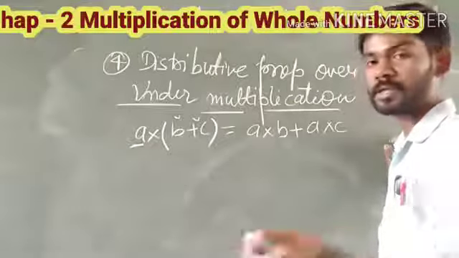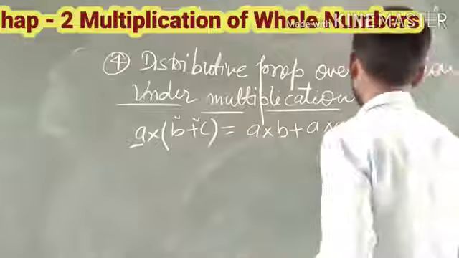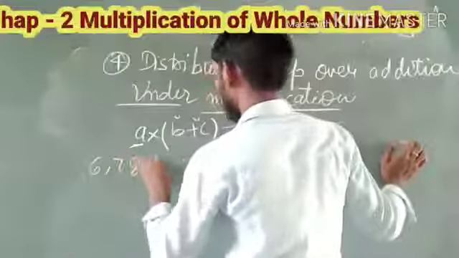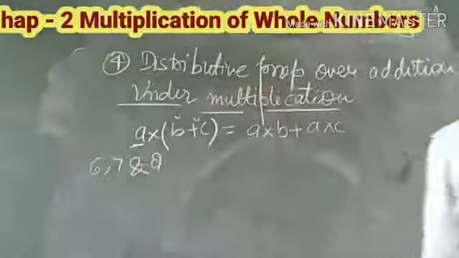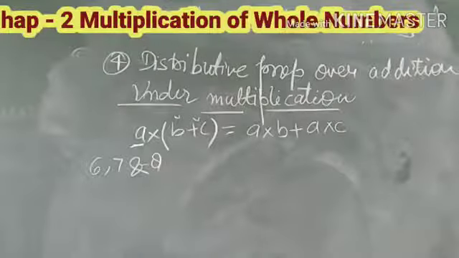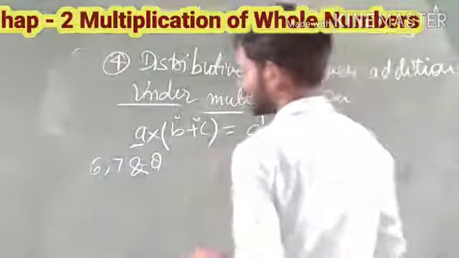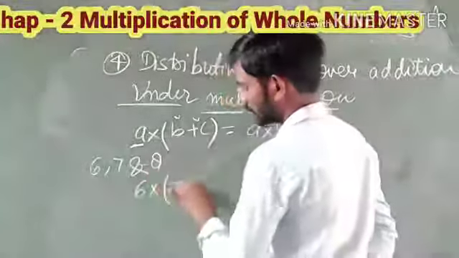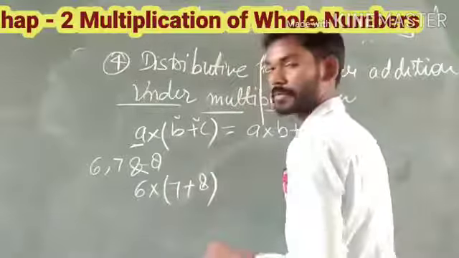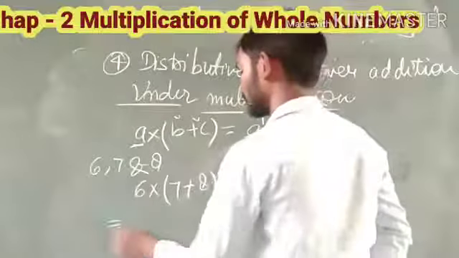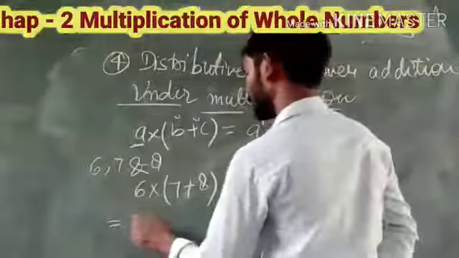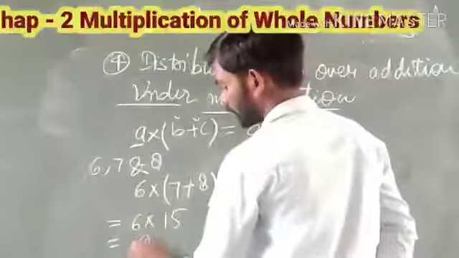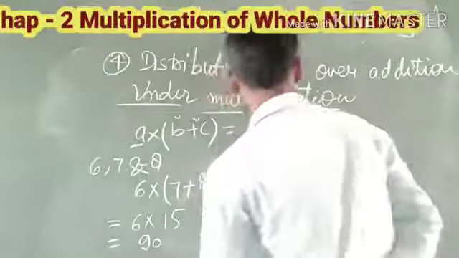Now let's see it by some example. So 6, 7 and 8 are the same whole numbers. Therefore from the left hand side we can say that 6 multiplied by (7 plus 8), and this may be written as 6 multiplied by 15, and 6 multiplied by 15 is equal to 90.